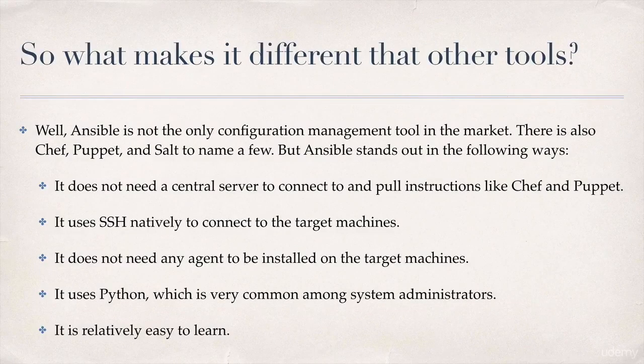So what makes it different than other tools? Well, Ansible is not the only configuration management tool in the market. There is also Chef, Puppet, and Salt, to name a few. But Ansible stands out in the following ways. It does not need a central server to connect to and pull instructions like Chef or Puppet. It uses SSH natively to connect to target machines, which makes the connection very secure. It does not need any agent to be installed on the target machines.